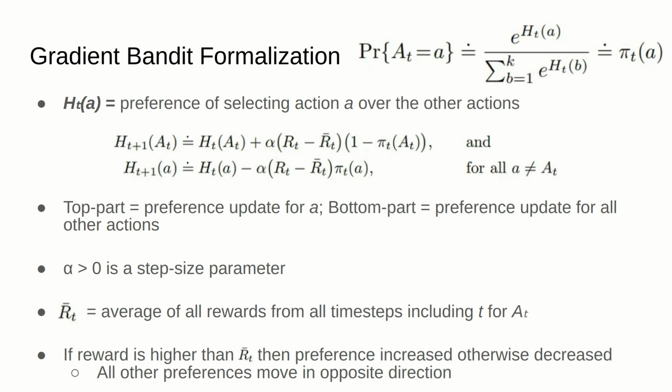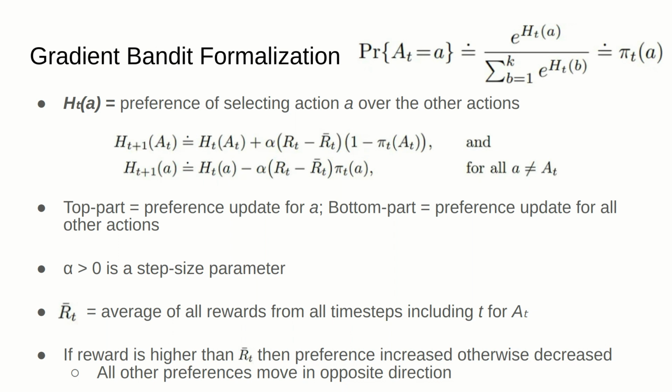The value h_t of A represents the preference of selecting an action A over other actions. On each step, after selecting the action A_t and receiving the reward R_t, the action preferences are updated based on the shown formula. The top part of the equation, that's this part here, represents the preference update for the action just taken, and the bottom part of the equation, that's this part here, represents the preference updates for all other actions.